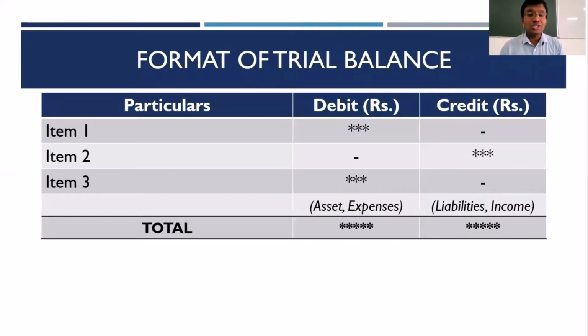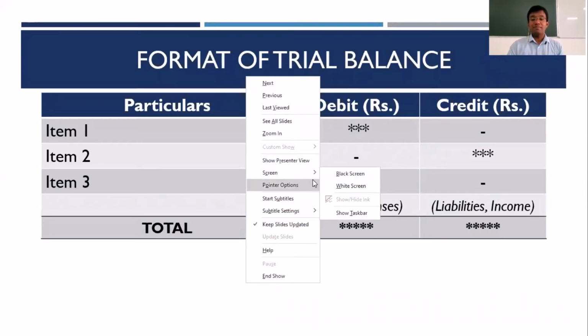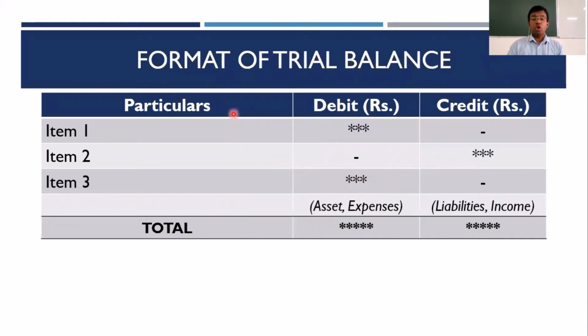So in that line, let us talk about the format of the trial balance. The format of trial balance is very simple. There are three columns. First column is particulars. In the particulars column, you'll be writing down all the names of the ledger accounts. Then you have the debit column, in which you'll be reflecting all your debit balances. Then you have the credit column, in which you'll be reflecting all the credit balances. But when you complete the preparation of your trial balance, one important thing to remember is that the debit balance must be equal to the credit balance. I'll repeat that. This debit balance must be equal to credit balance.